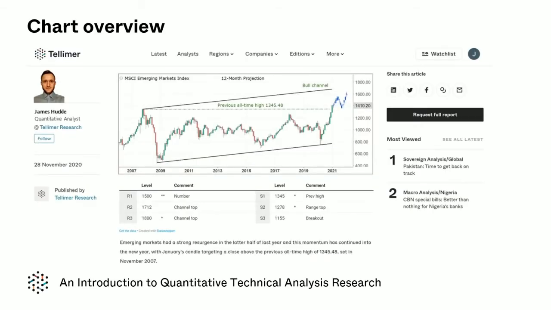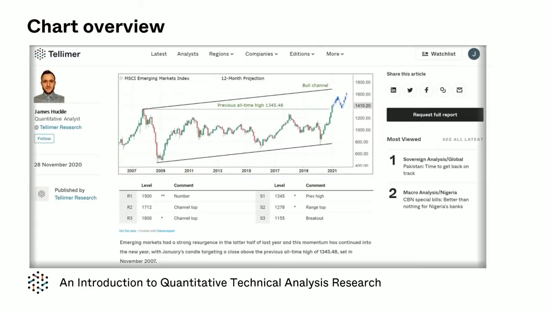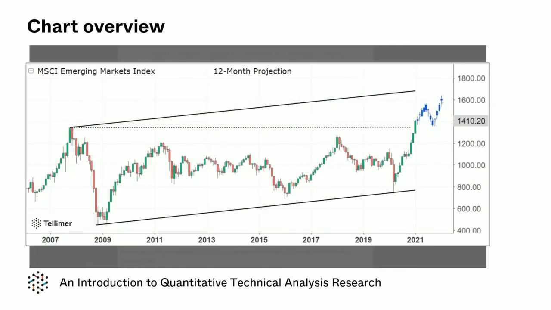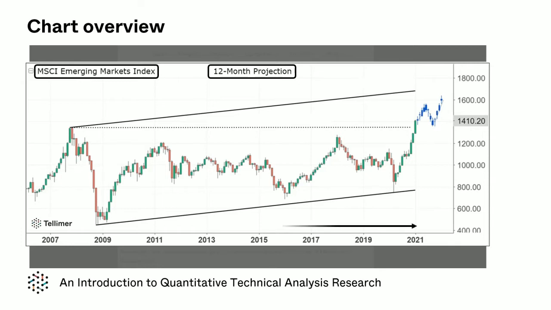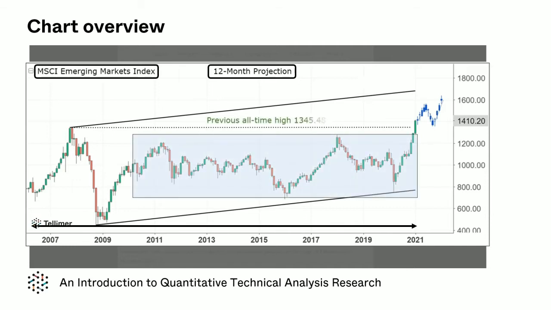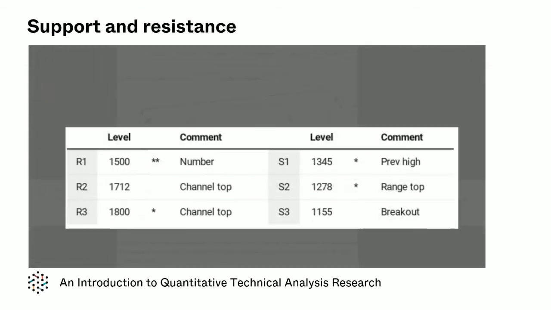A typical piece of research starts with a historical price chart of the instrument in question. The instrument's name and the forecast horizon are along the top. It usually displays a significant portion of the recent trading history and is annotated with any key patterns and price levels that are relevant. The blue bars on the right represent our machine learning model's forecasts. Below the chart sits a table containing the most notable support and resistance levels.